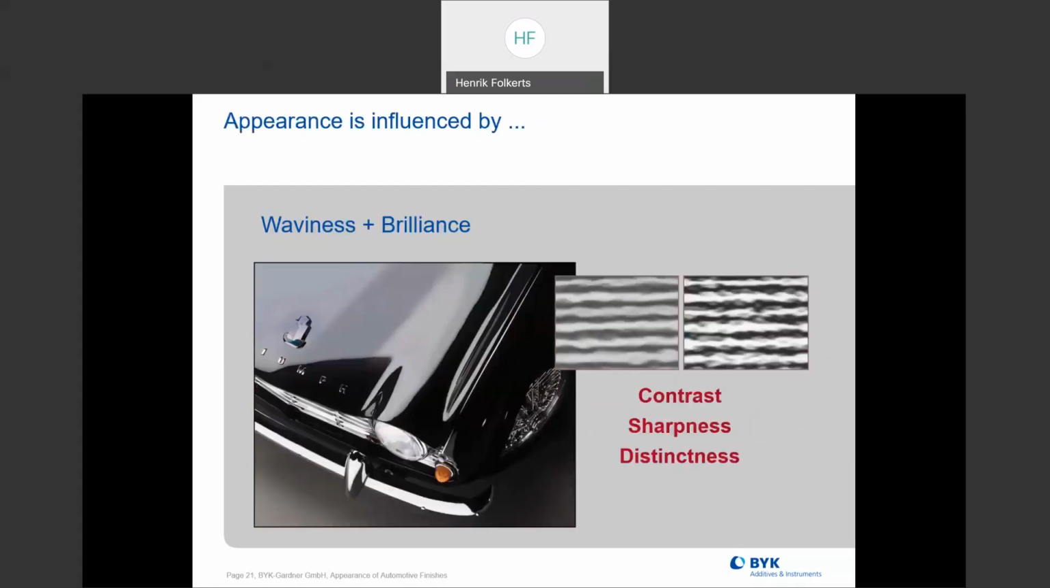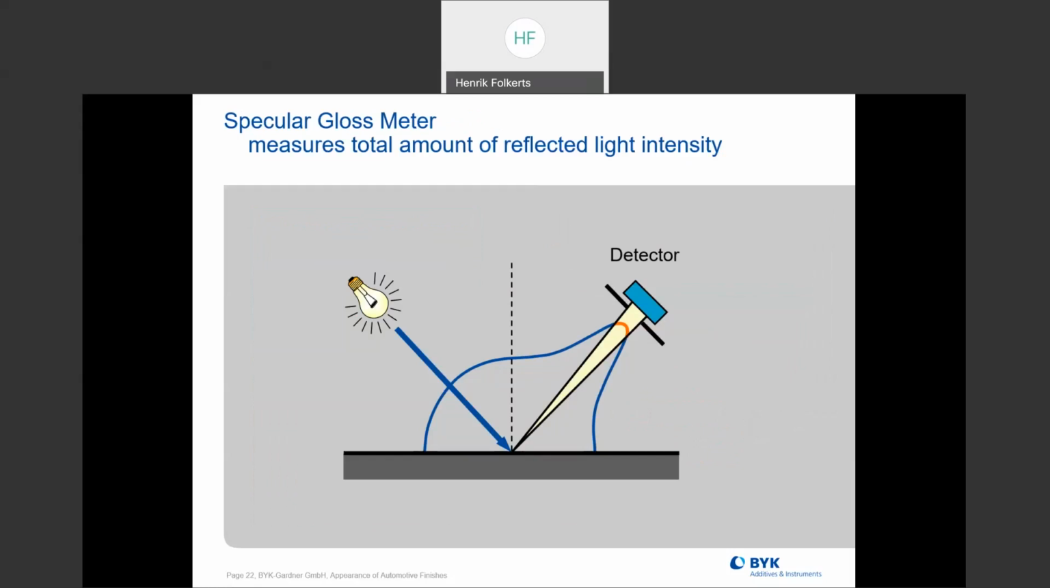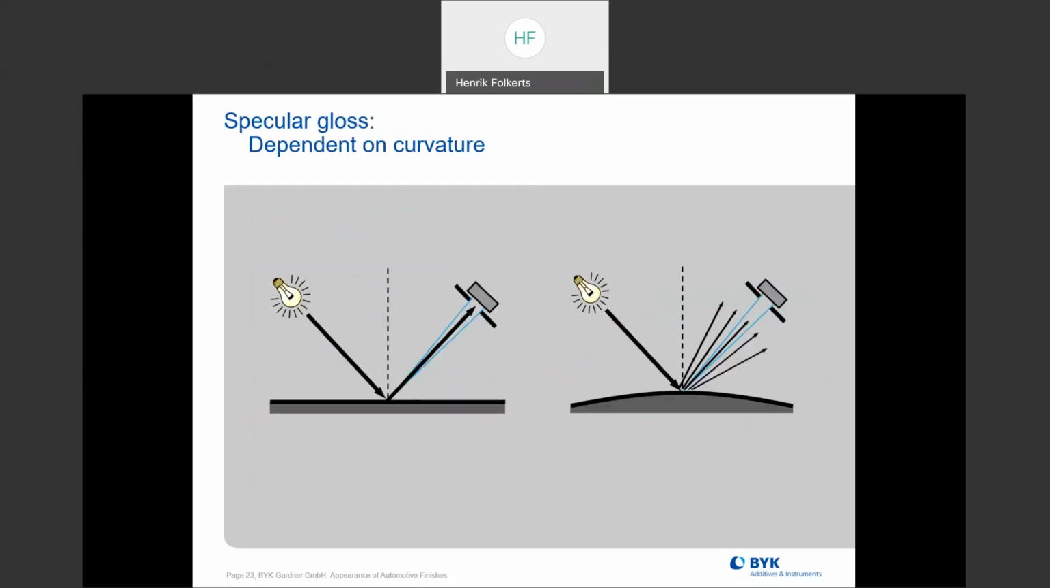So the other part of the appearance is the waviness plus the brilliance. So this contrast, sharpness, or distinctiveness, and that is the smaller wavelength. And if we use a regular gloss meter on these parts to measure, we would have some issues, especially if we measured on a curved surface, because that light gets diffused and it's not all getting back to the gloss meter. So the number that we get from the gloss meter may not be an actual gloss measurement.